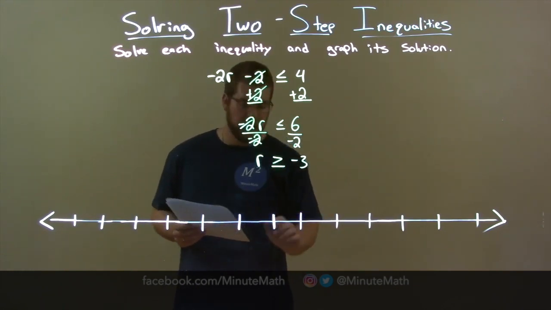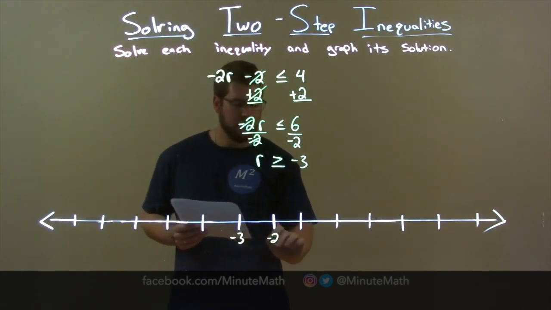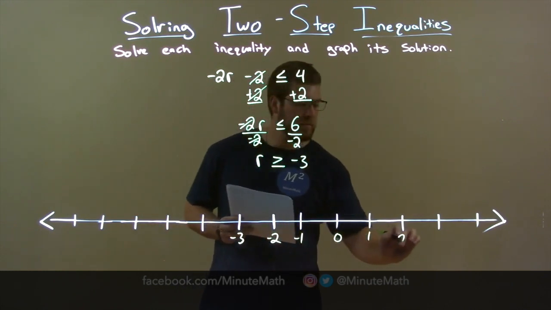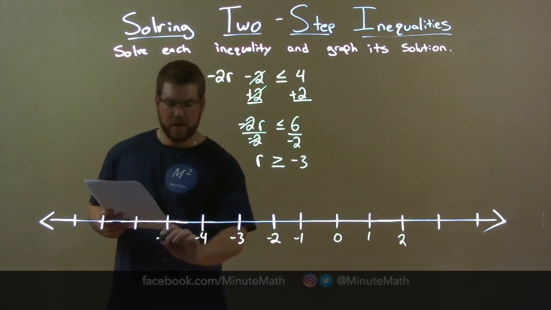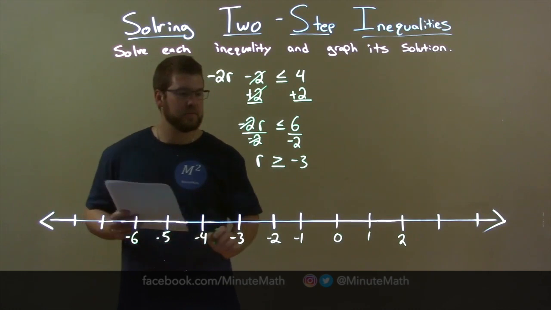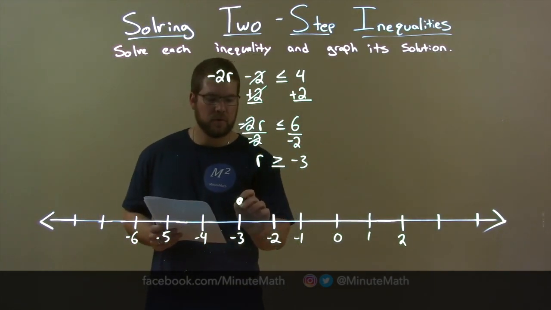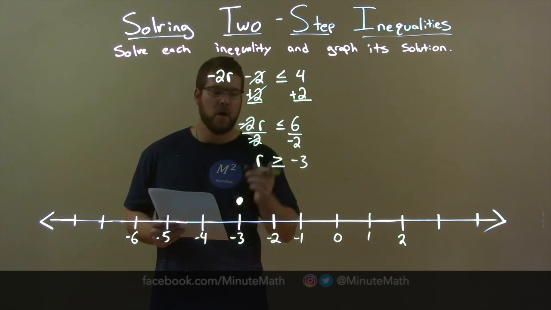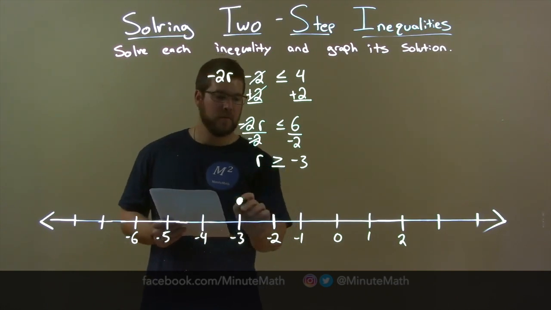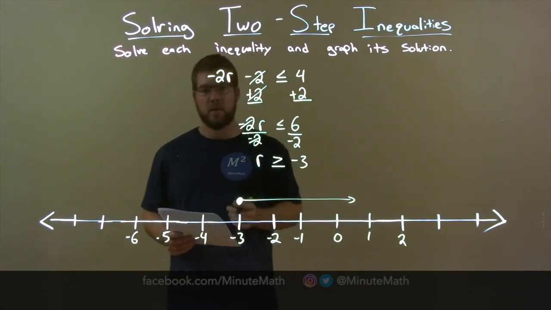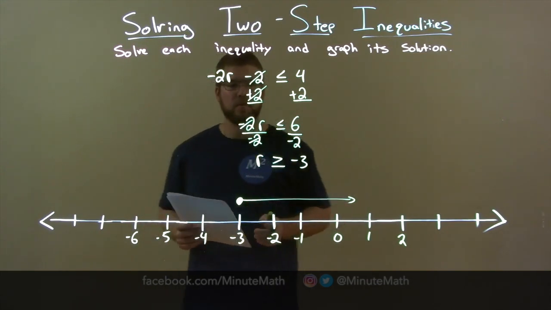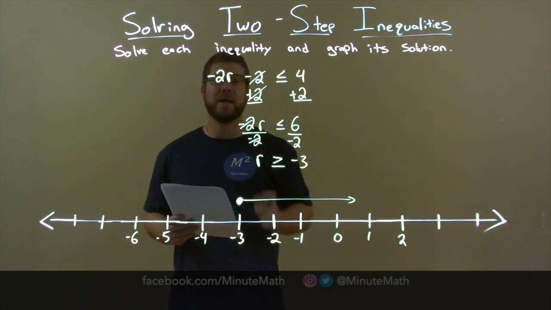So let's graph it. Negative 3 here, negative 2, negative 1, 0, 1, 2, and negative 4, negative 5, negative 6. Well, r can equal negative 3, so that's a closed circle here at negative 3. r is also greater than negative 3, so the arrow goes to the right, and there we have it. Our graph matches our final answer. r is greater than or equal to negative 3.